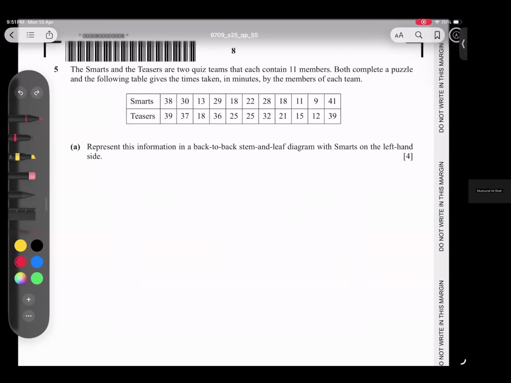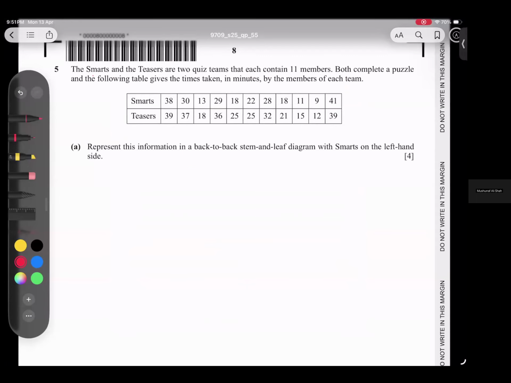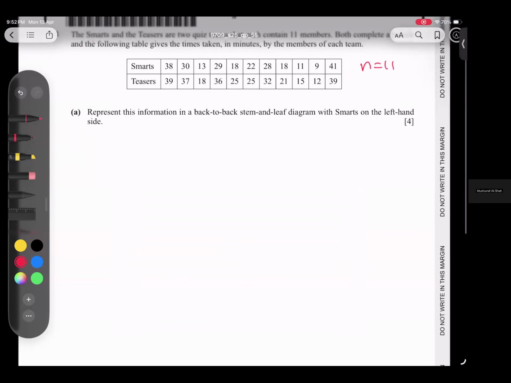Question number 5, students. We have the Smarts and the Teasers, two quiz teams, and each contains 11 members. Both complete a puzzle, and the following table gives the time taken in minutes by the members of each team. So there are 11 members each, n is equal to 11. He said we have to make a back-to-back stem and leaf diagram, with Smarts on the left side. Okay, we have to make it. So let's start.